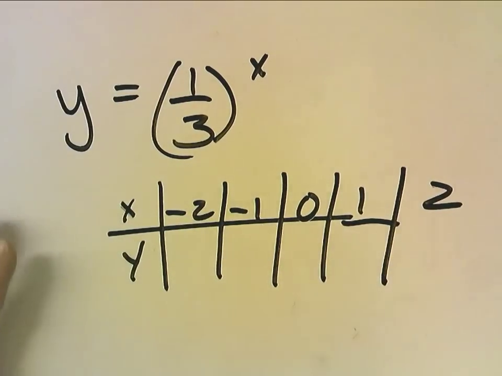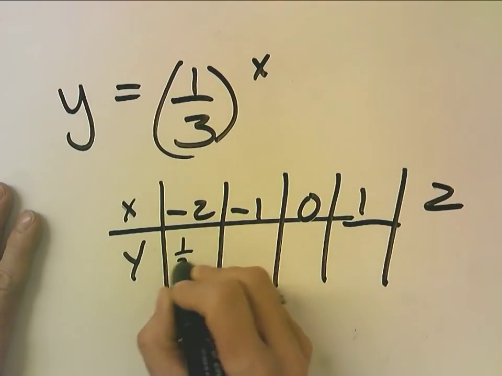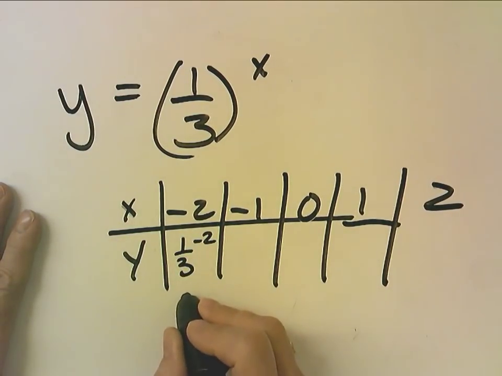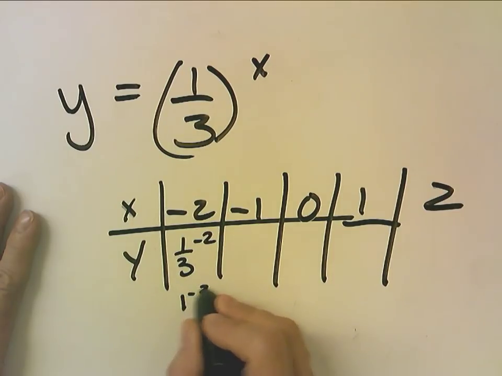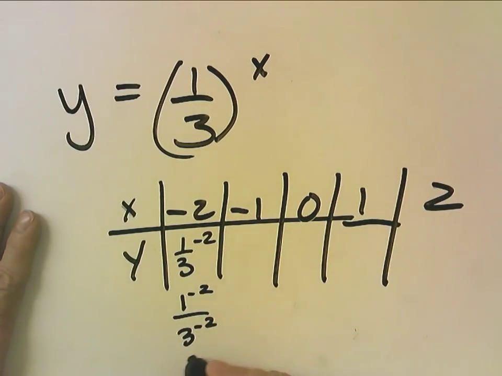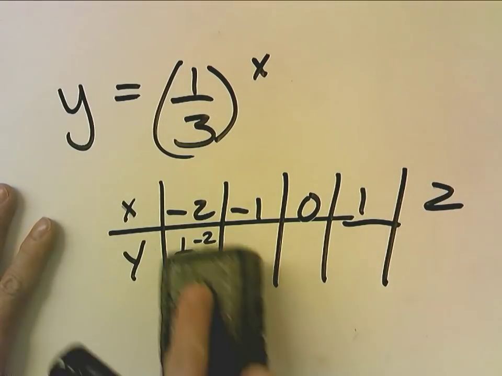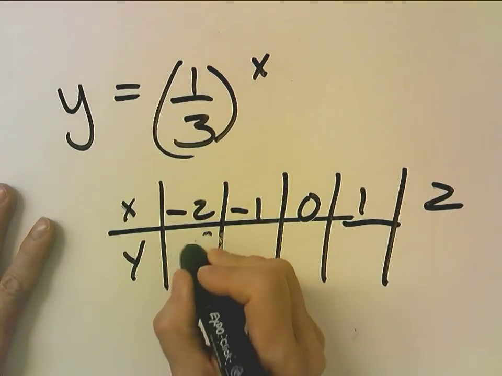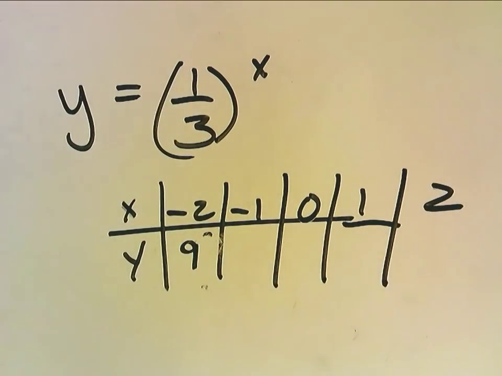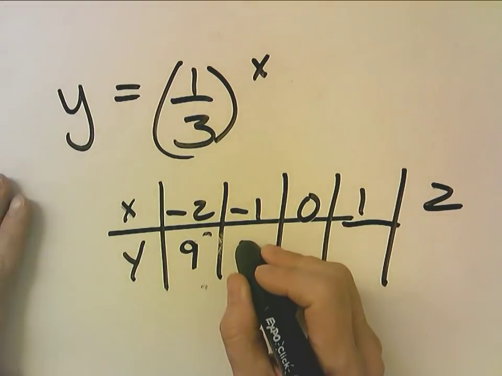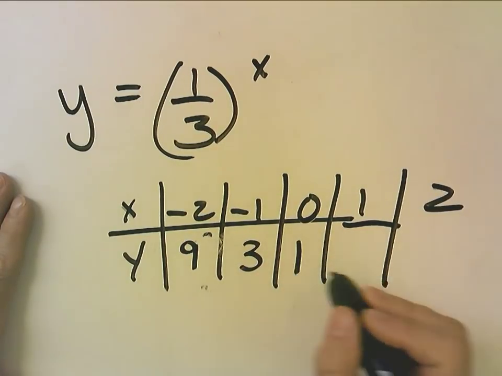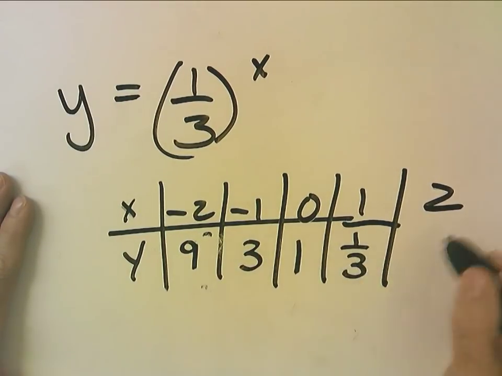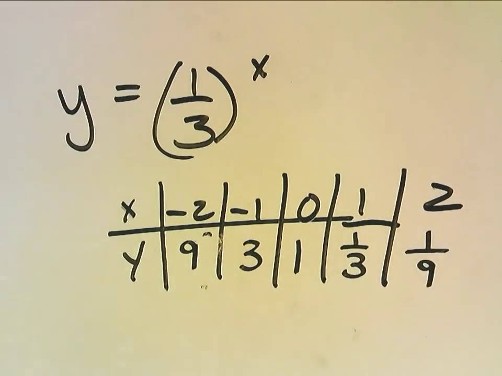(1/3)^-2 means I do 1^-2 over 3^-2, which is really 3 squared over 1. So that becomes 9. So (1/3)^-2 is 9. (1/3)^-1 means flip it, it's 3. Anything to the 0 is 1. (1/3)^1 is 1/3. (1/3)^2 is 1/9.